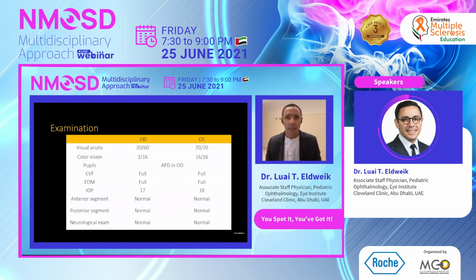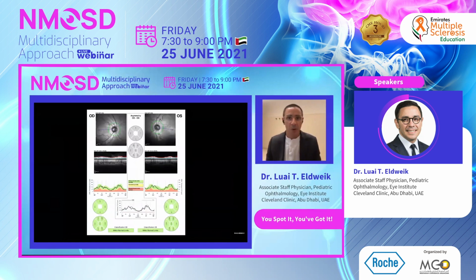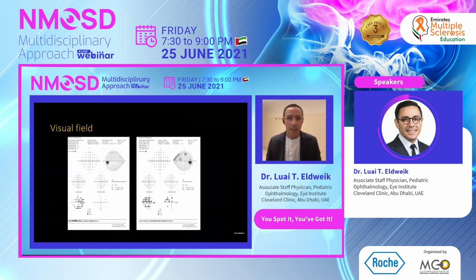Going forward, the examination: you see the vision is slightly decreased in the right eye. She has some dyschromatopsia, and she has an afferent pupillary defect. This is your typical patient with optic neuritis. The patient sees nothing, and the doctor sees nothing. What's next? OCT. You look at both sides, and they are exactly the same. No nerve fiber layer loss. The visual field shows an early arcuate defect, as you can see on your right side.